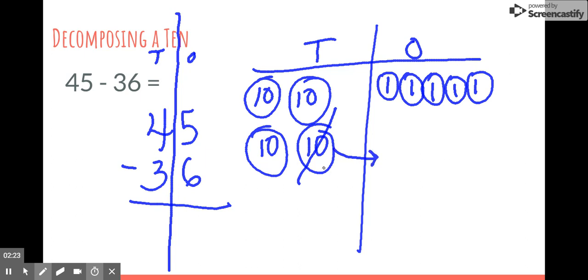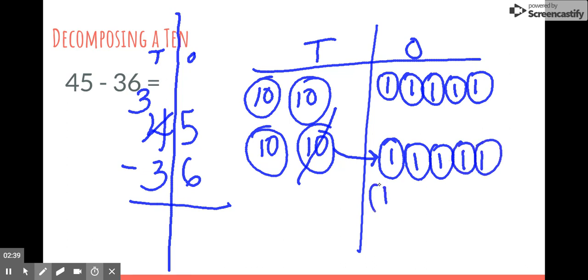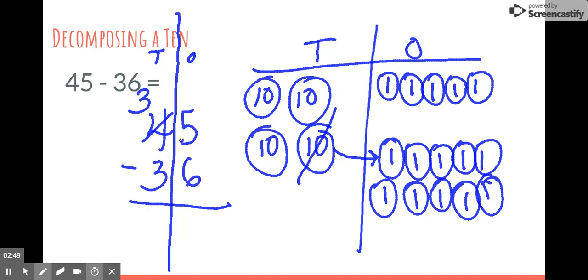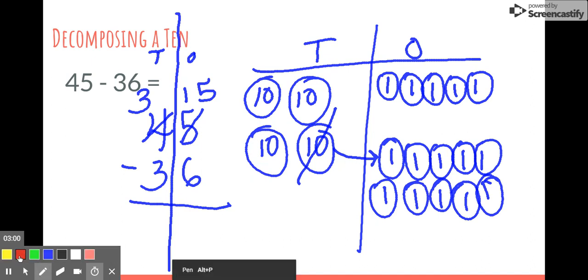So we're going to cross that off and that's not going to be there anymore. And if we do that over here, we have to show it here. We don't have 4 tens anymore. We have 3 tens now. And I'm going to just simply take this 10 and put it into 10 ones. And if I see here, I no longer have 5. I added a 10. So I don't have 5 ones anymore. I now have 15 ones. And because I have 15 ones, I now have enough where I can start taking away 6 ones.